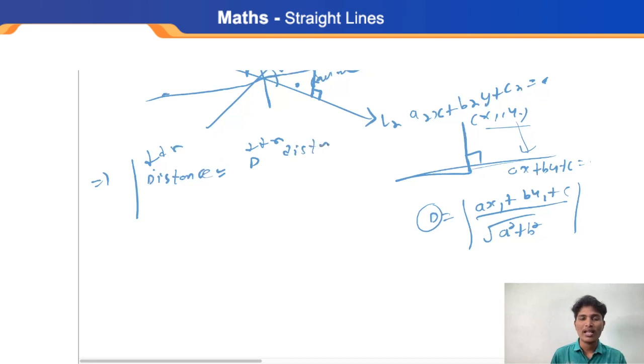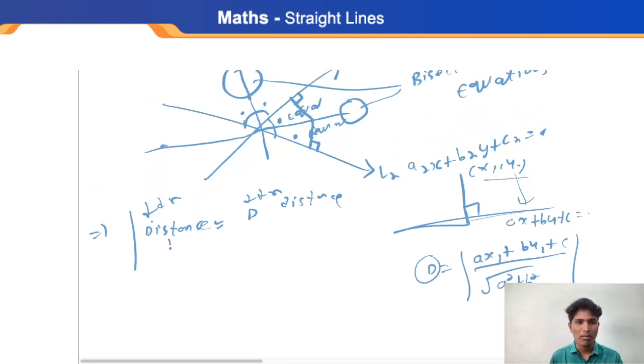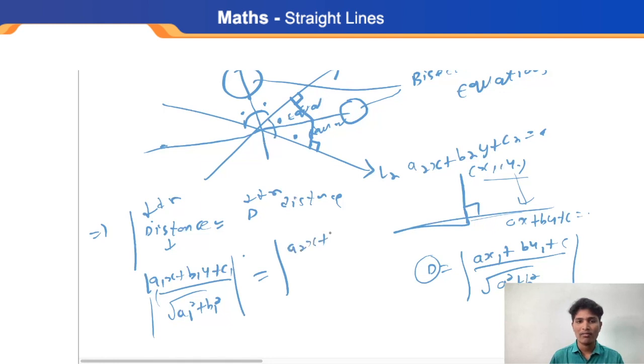That concept I can inculcate. So what is the perpendicular distance formula for line 1? Line 1 is a1x plus b1y plus c1 divided by root of a1 square plus b1 square. This should be equal to the next one, that is a2x plus b2y plus c2 divided by root of a2 square plus b2 square.